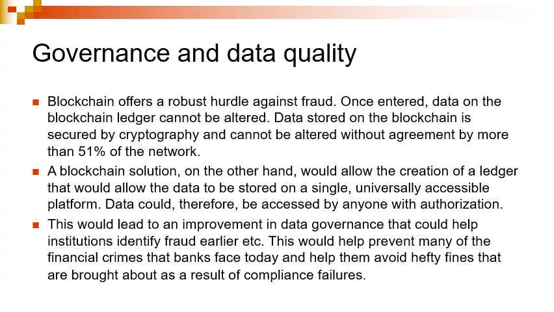Then governance and data quality. As the blockchain is more secure, it offers better data quality. Blockchain offers a robust hurdle against fraud. Once data is entered on the blockchain ledger, the data cannot be altered. Data stored on the blockchain is secured by cryptography and cannot be altered without agreement by more than 51% of the network. For altering data, we require 51% of the participants to agree to change the data, and that is called a 51% attack. So it is practically very difficult to alter the data.